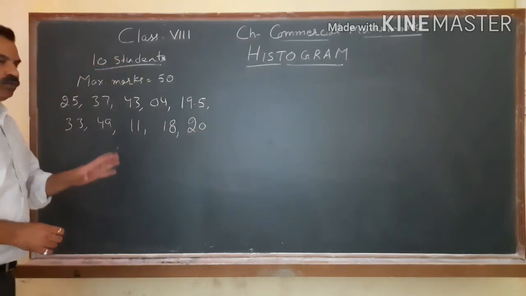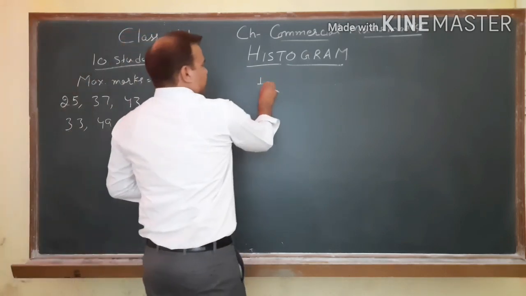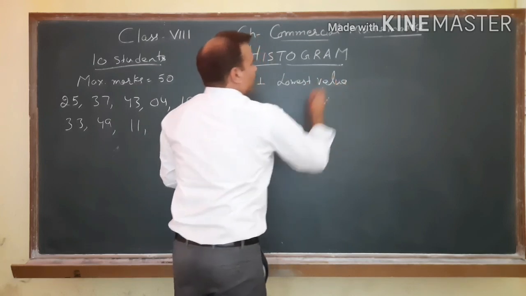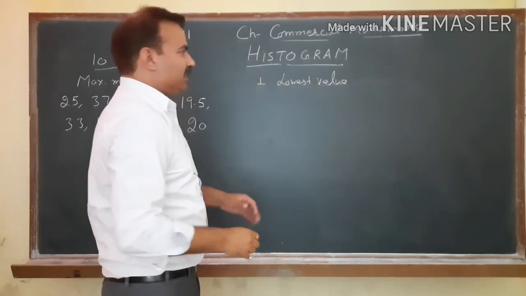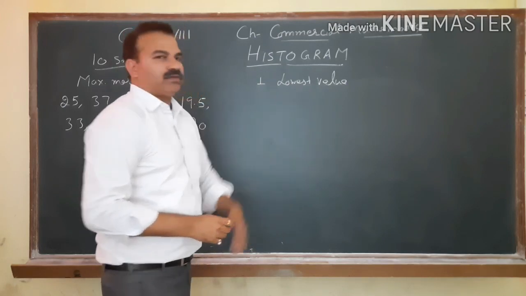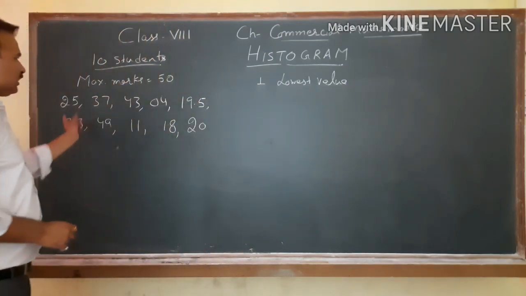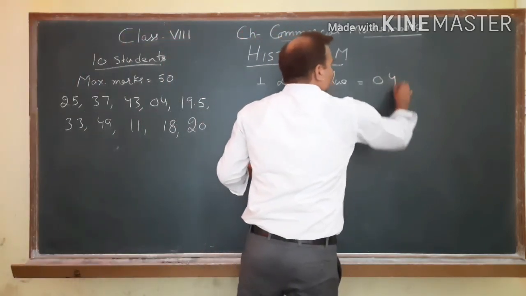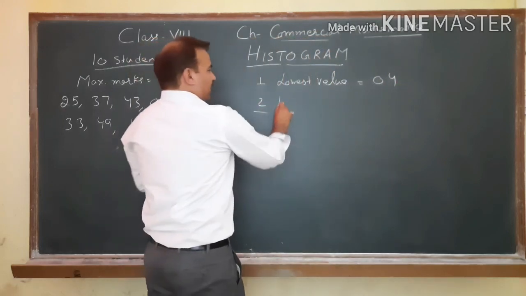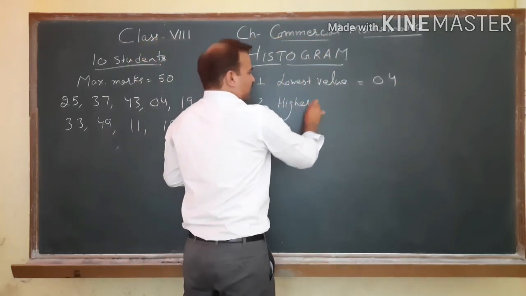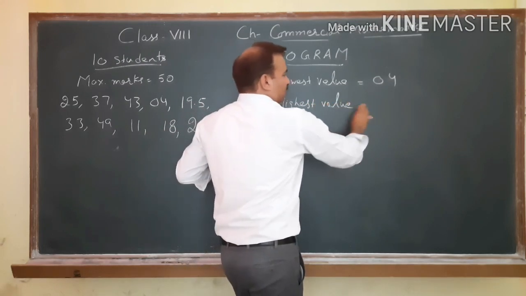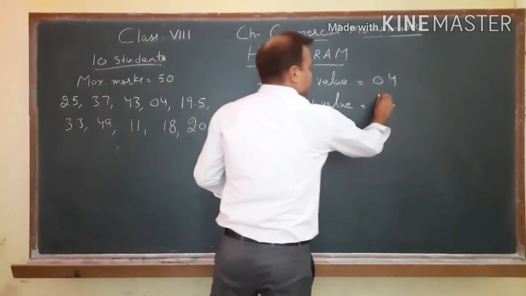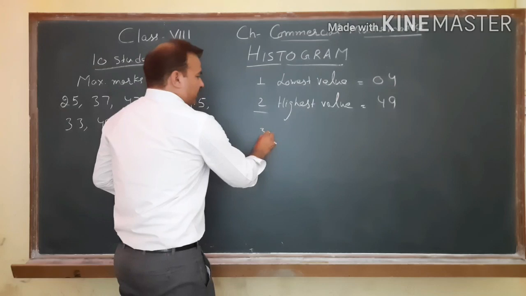Now a few key points. We have to make a class interval, that I'll tell you later. Before that, I'll tell you a few keywords. First, the lowest value. What is the lowest value? That is the lowest marks scored by a student, that is 0.4. Now second is the highest value. The highest value is the maximum marks scored, that is 49. So third is the range.